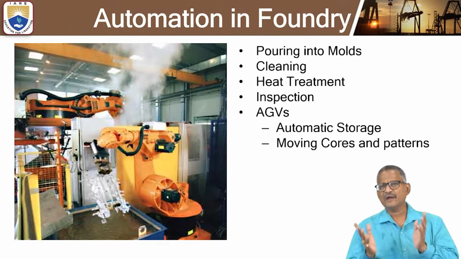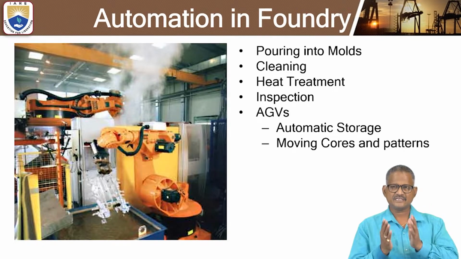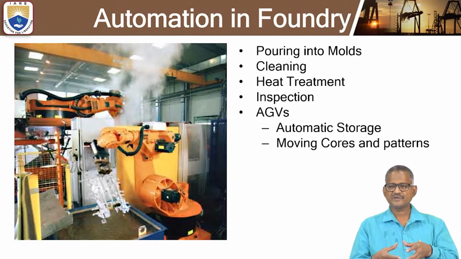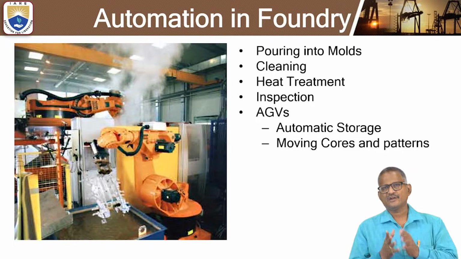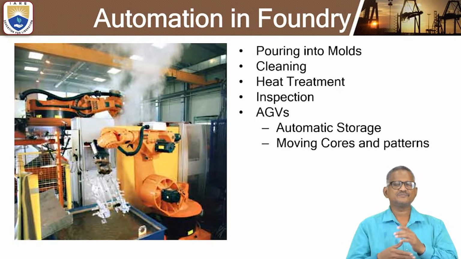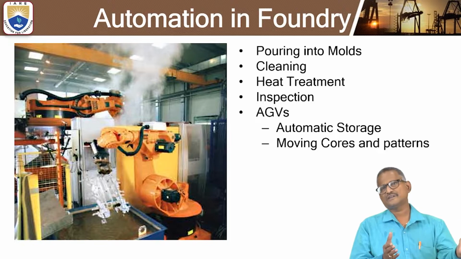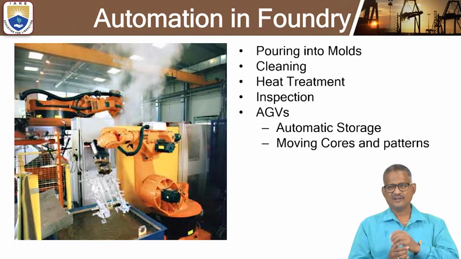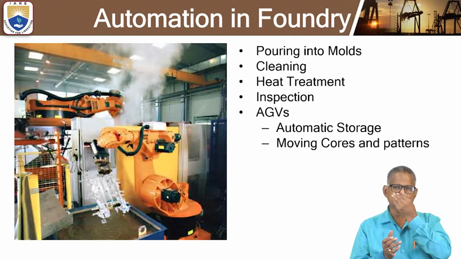In a manual foundry, first we should prepare the mold cavity, that is, how we can handle the molten metal in hot conditions, how we can prepare the pattern, and how we can prepare hand molding, machine molding, and sand molds. You can also do the inspection with shot blasting machines, and the transport from the furnace to the mold cavity. You can use AGVs, automated guided vehicles, and automated storage and retrieval systems also. Moving cores and patterns are also very important.